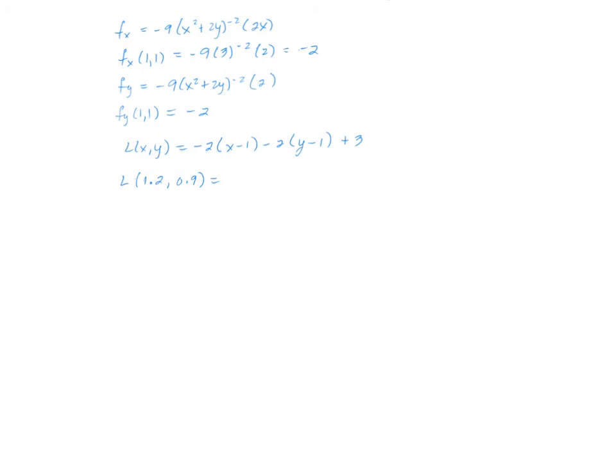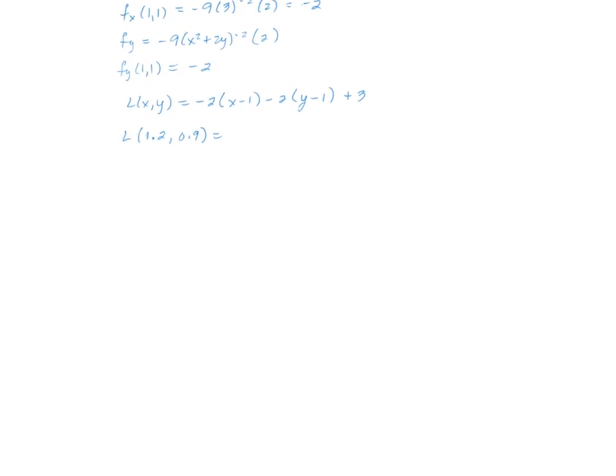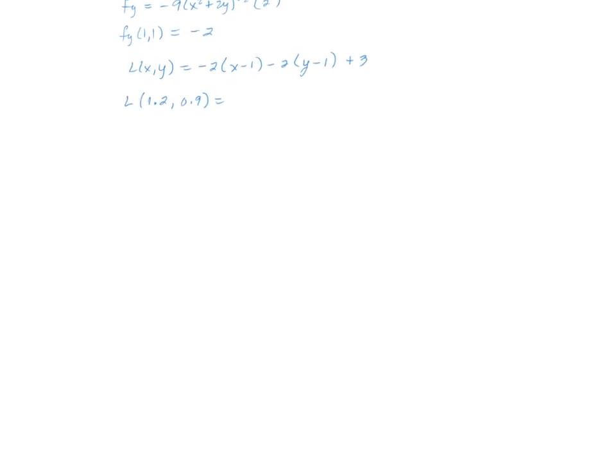Now I didn't bother to get rid of the parentheses, combine like terms, and so on in the linear approximation. In fact, you don't want to do that. If you're using your linear approximation to evaluate some points, it's always easiest to keep it with the parentheses, because when I put in 1.2 for x and 0.9 for y, it's much easier for me to figure this value out without even using a calculator.